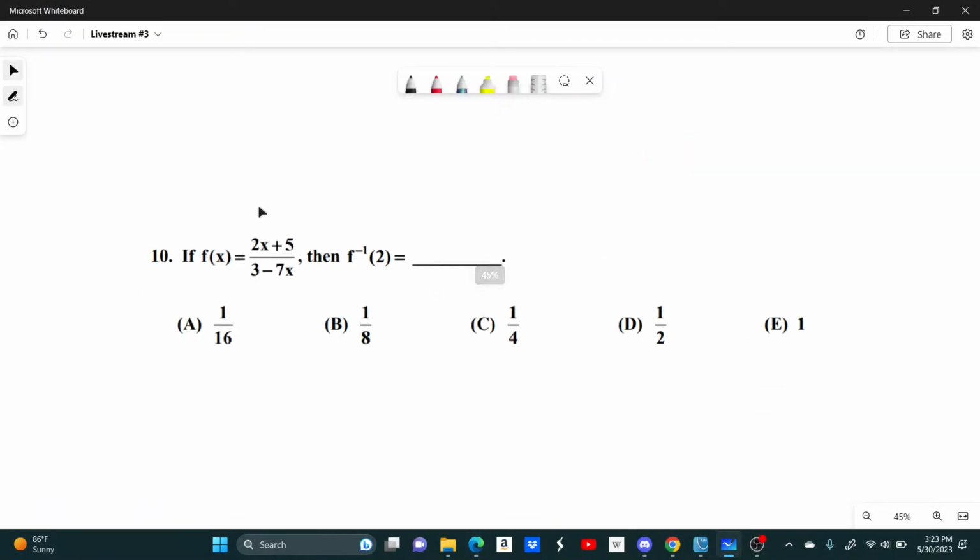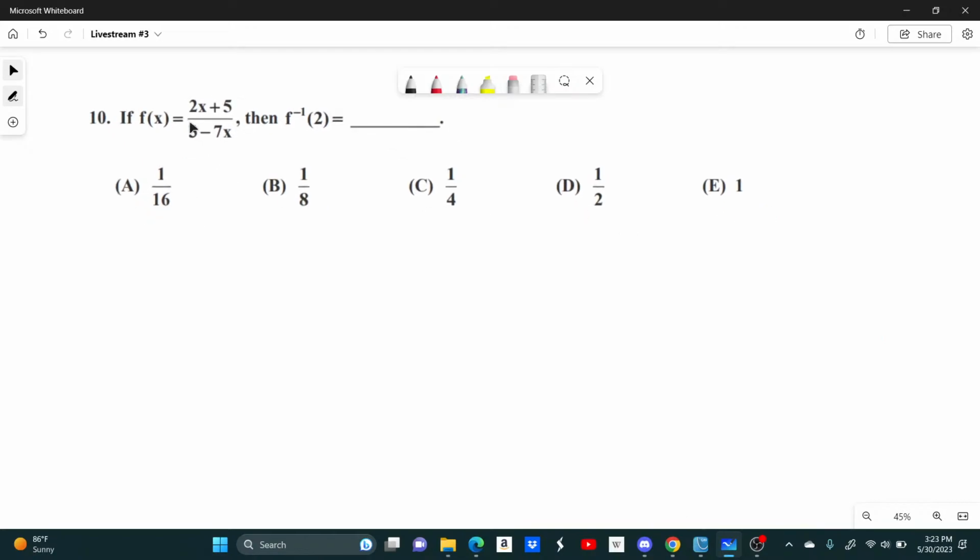Okay, number 10. If f of x equals 2x plus 5 over 3 minus 7x, then the inverse of f at 2, the f negative 1 of 2, equals what? So basically, when you're taking the inverse function, you're just switching your x's and your y's. Like if I was trying to find the inverse function of y equals x squared, I would just flip them. I would say, well, now I have x equals y squared, and then I would solve for y. And so the inverse of y equals x squared would be y equals square root of x.